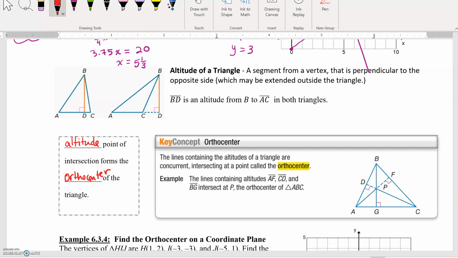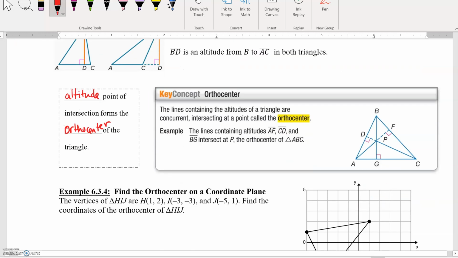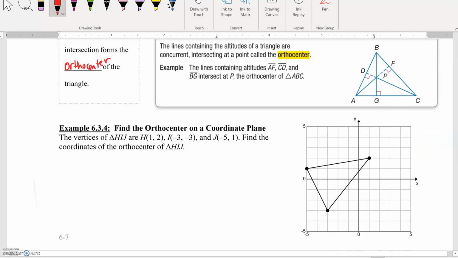Now, as far as I know, there's not a whole lot of use for the orthocenter. It's just a point of concurrency. It's not special like circumcenter or incenter or centroid. It's just a point. It doesn't have any special relationships with distance to sides or vertices or anything like that. So what we have to know is that it's perpendicular to the side and it goes through the vertex.